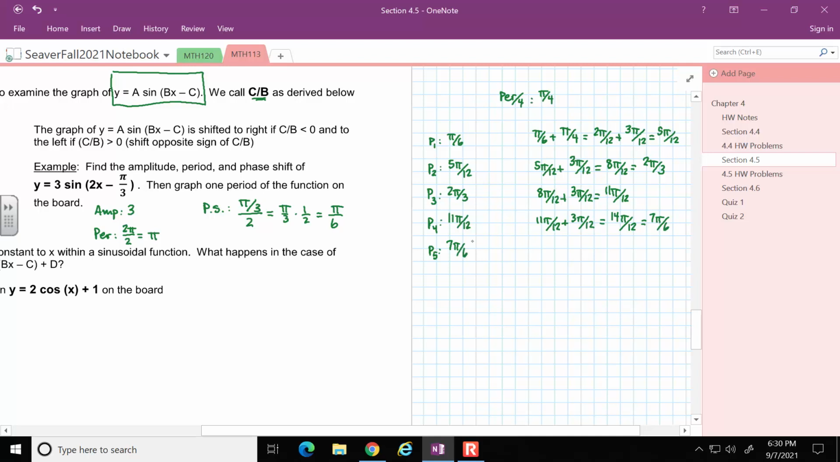So here are kind of your key points. First thing you might notice is your period. We said our period was pi. So that means as we go from point 1 to point 5, we should have a distance of pi. If you take 7 pi over 6 minus pi over 6, you get 6 pi over 6, so it is pi, so that's okay. So you could come in now and kind of graph this. It's not going to be beautiful, but we'll try it.